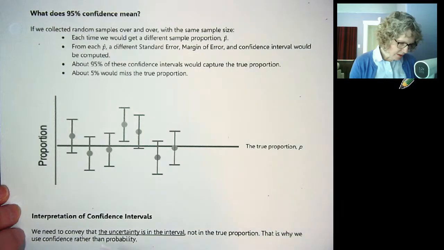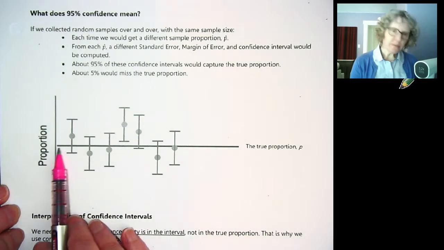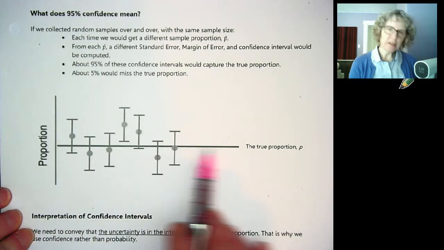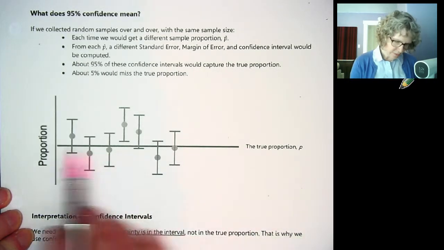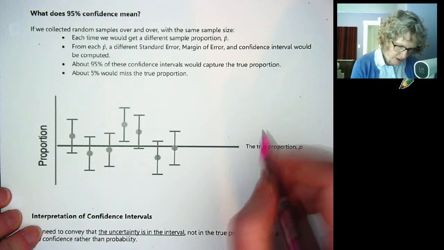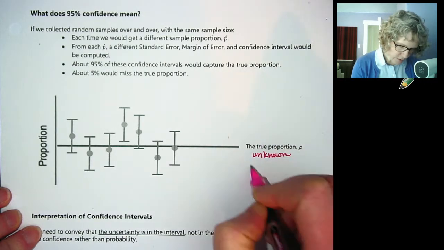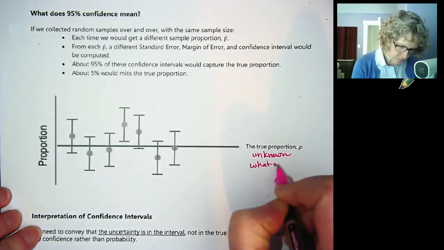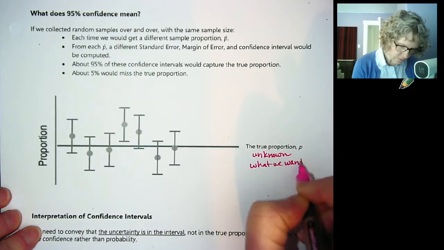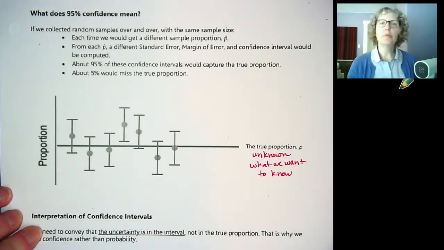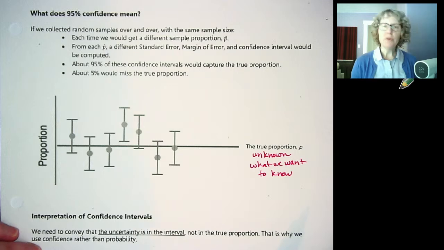So here we have, let me start with this diagram. This line is our true proportion. It's a value that we don't know, so it's unknown. It's what we want to know. What percentage of the population thinks this? That's what we want to know. But we don't know that, so we get a sample.